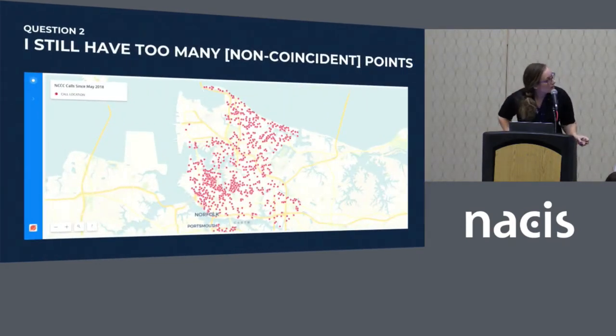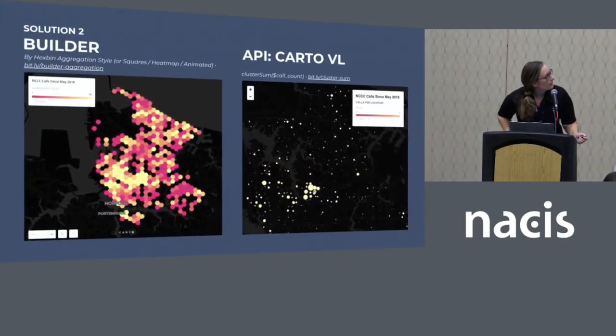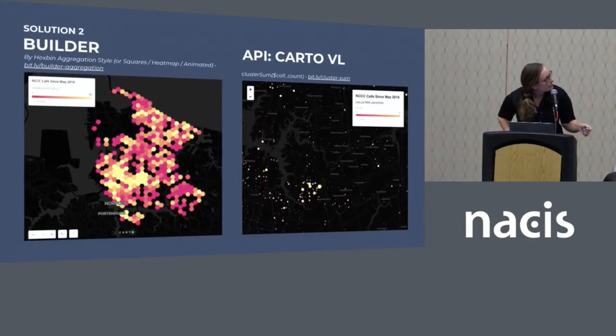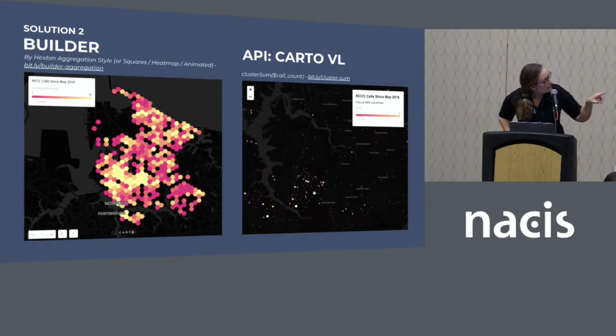So another common question we get is like, okay, I've taken care of coincident points, but I still just have too many points on my map. Like if you look towards the southern part of Norfolk, you could see that while we might not have any coincident points there, there's still so many overlapping ones that we can't pick out any real information from this. So again, we have a Builder solution and an API solution.